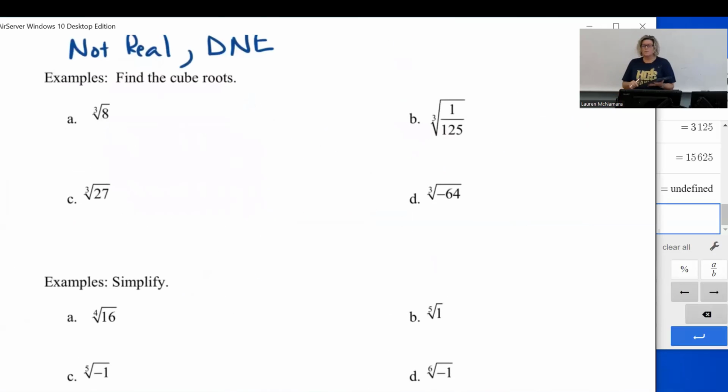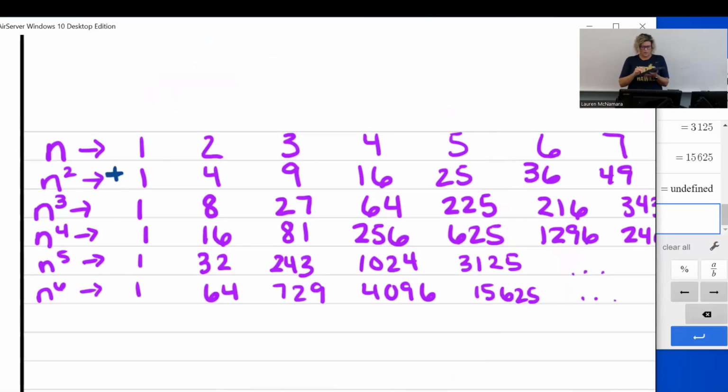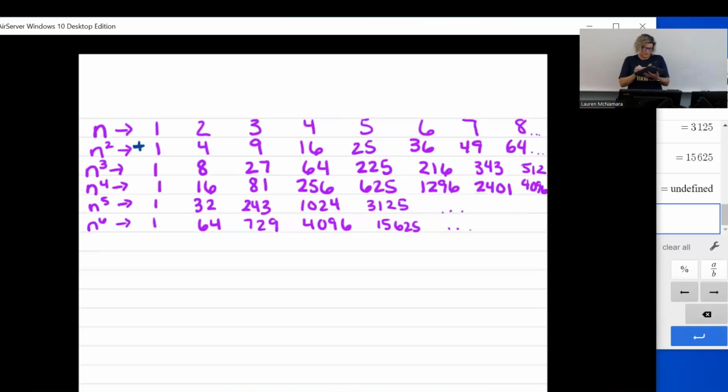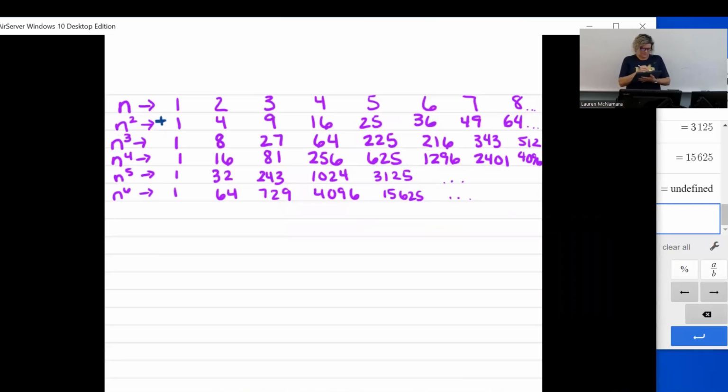All right, so examples of finding perfect cubes. The cube root of 8. We've already kind of done that one. The cube root of 8 is 2. The cube root of 1 divided by 125. Well, I know the cube root of 1 is 1. The cube root of 125. So I'm going to look. I put 225. I put that wrong. That should be 125, not 225. Sorry about that. That's actually 15 squared.